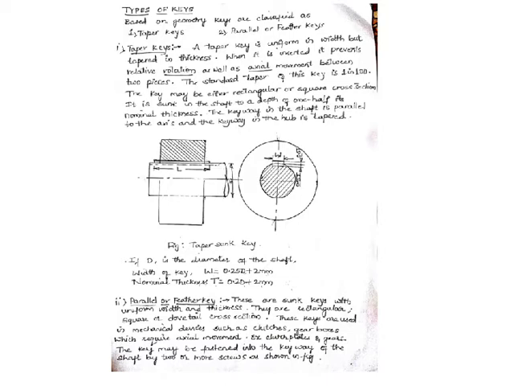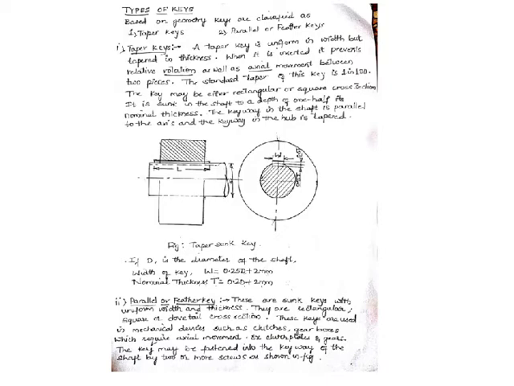If we consider the thickness of the key as capital T, then half of the key will be inserted inside the shaft and the other half will be in the hub. The keyway in the shaft is always parallel to the axis, and these are the proportions pertaining to the taper key.